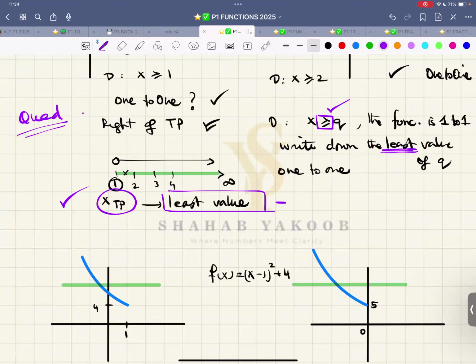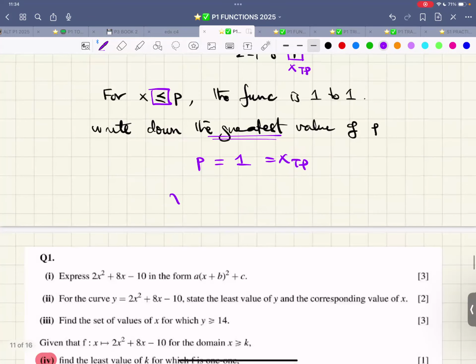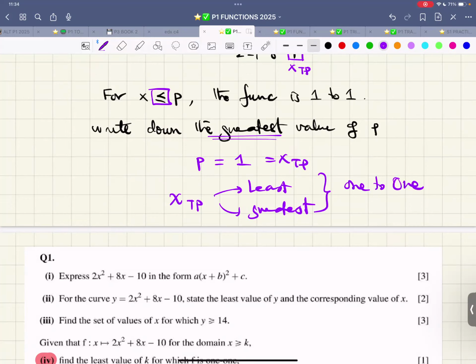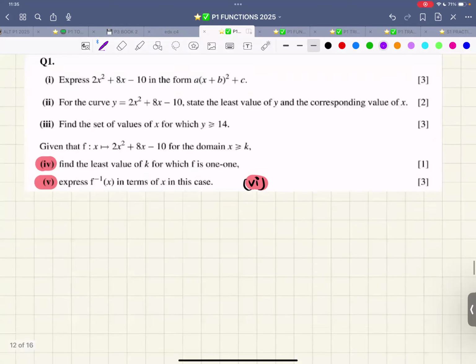Over here, the value of q is 1, that is the x coordinate of the turning point. So whether they ask for the least value or the greatest value, the answer is always the x coordinate of the turning point. Whether they ask for least or greatest, it is about a 1 to 1 function. Maybe they can ask about the inverse existing. Inverse exists for a 1 to 1 function, and only a 1 to 1 function has an inverse. So that is the logic that's applied over here.